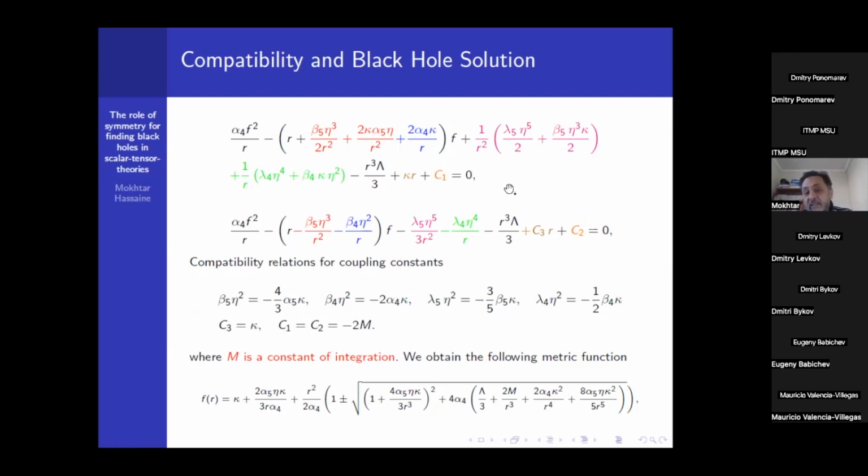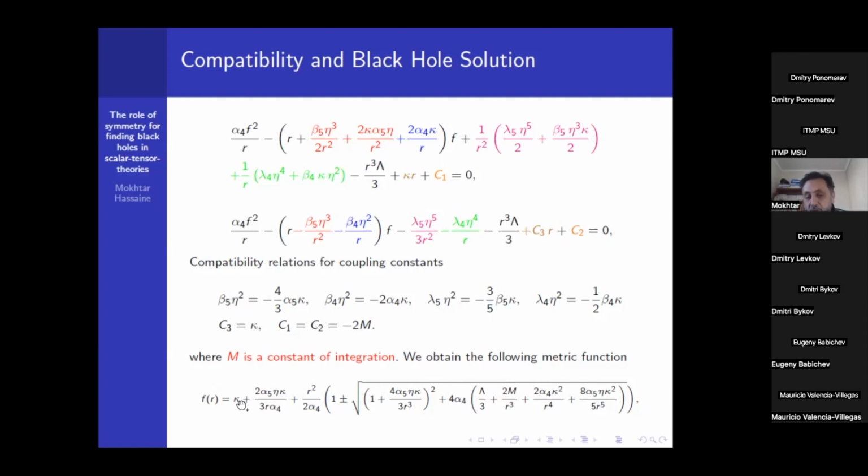In fact, this C1 and C2 are nothing but the mass, or minus 2m. And the remaining integration constant is related to the curvature of the base manifold, kappa. In fact, the only integration constant that remains is the mass, m. Then we obtain this family of solutions that are parametrized by alpha 4, alpha 5, and eta. And it has a unique integration constant that is the mass of the black hole.